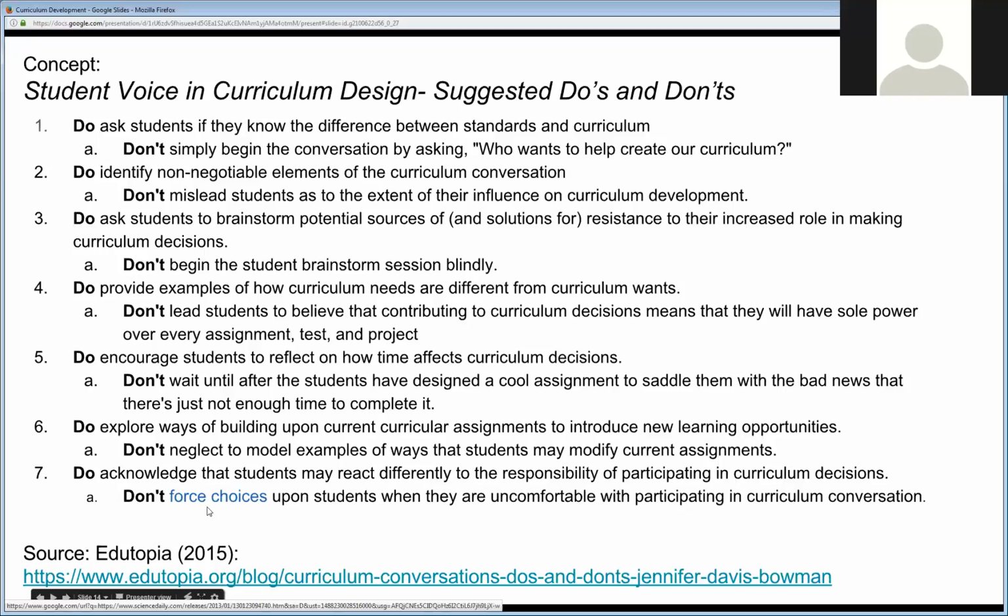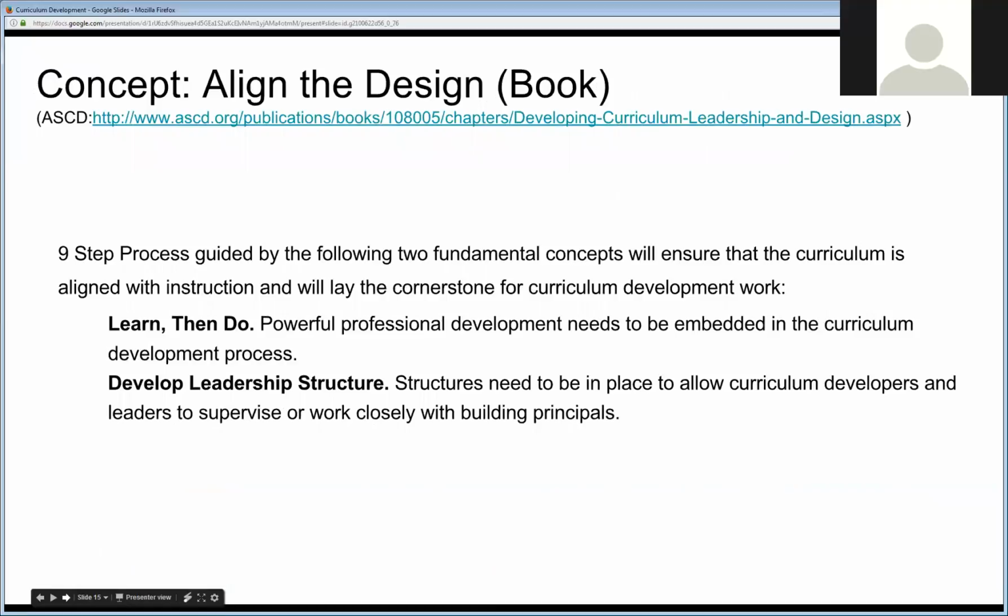Do explore ways that building upon current curricular assignments can introduce new learning opportunities. Don't neglect to model examples of ways they may modify. Do acknowledge that students may react differently, and don't force choices upon students who are uncomfortable participating. Everybody doesn't have to do that. And this is the last one.